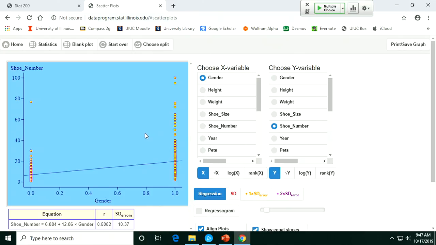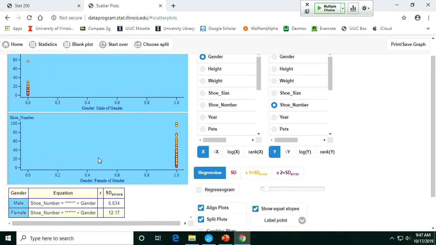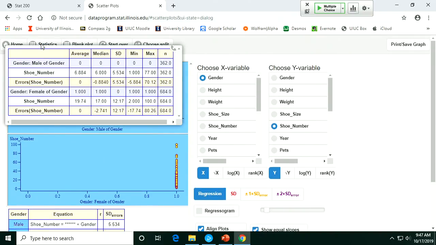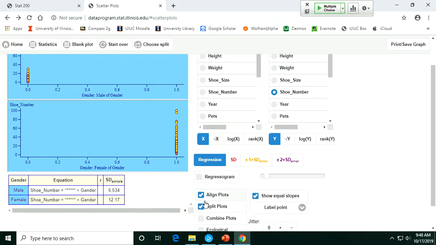Okay, so now if I split the plots, will this give us the statistics? Yeah. So for guys, the average number of shoes was 6.884. For females, it's a lot higher. It's almost 20. And the minimum was 1 for guys with a maximum of 77, and for females the minimum was 2 with a maximum of 100. I cut it off there. Okay, so now let's combine the plots again so you can look at them.